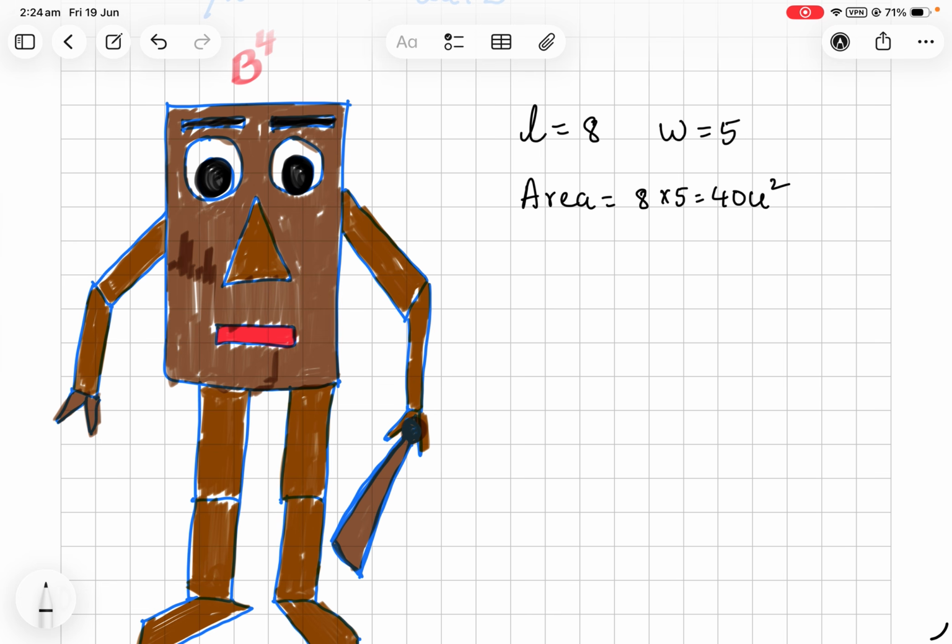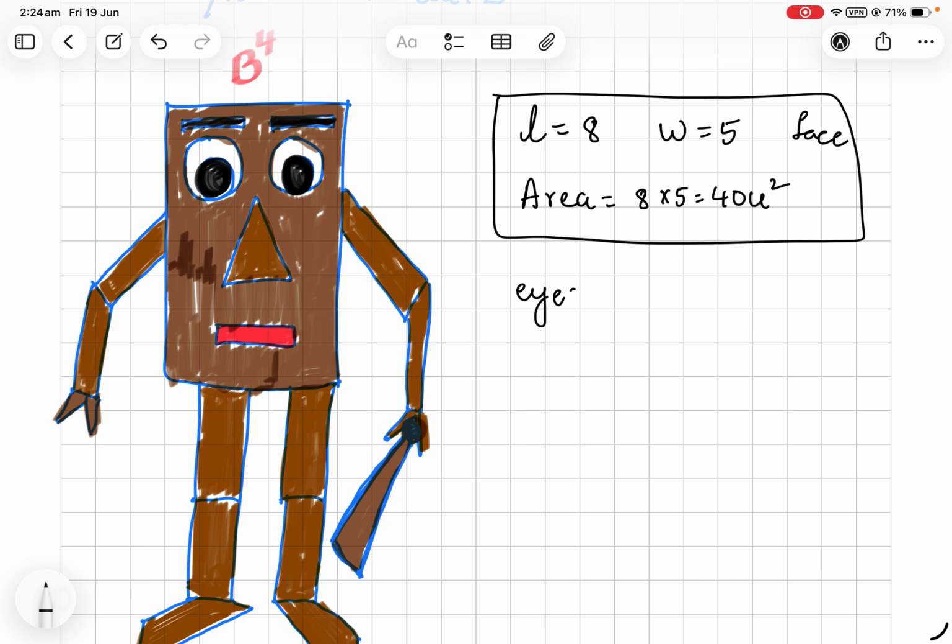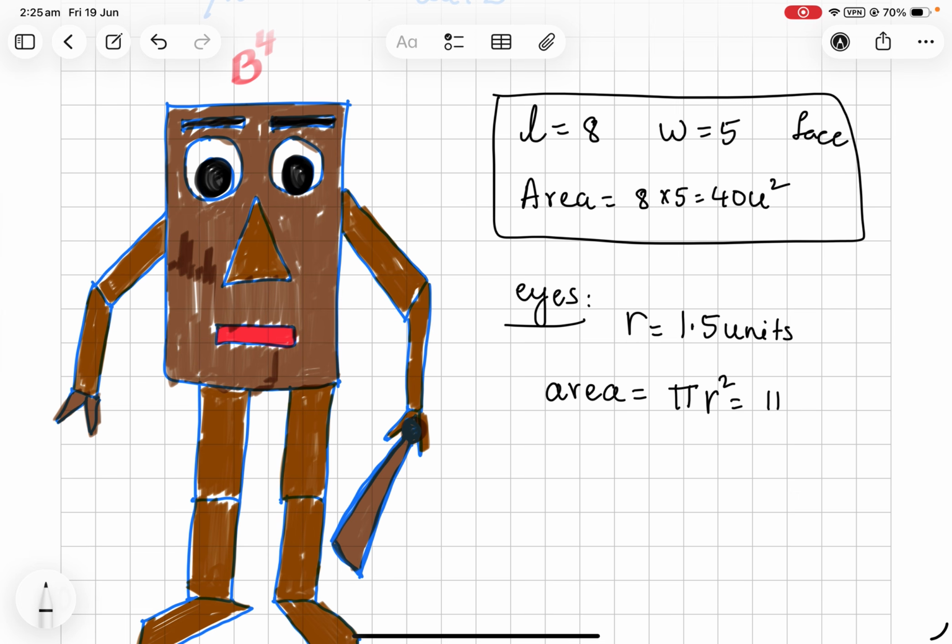Then let's take a look at the circle, or the eyes. This is the face part. Let's focus on your eyes. This is just a fun way that I came up with teaching you composite shapes. The eyes are in the shape of a circle. Let's say the radius is 1.5 units. So the area would be pi r square, which is pi times 1.5 square.